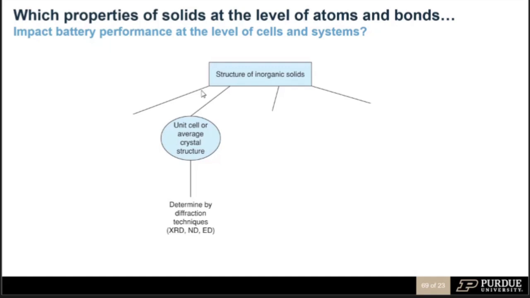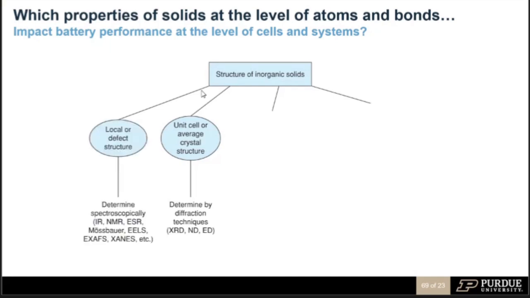There's the unit cell average structure, and you can determine that through a variety of diffraction-based methods, right? So after diffraction, you know your cathode, your carrier ions. But there's also the local or defect structure. And I remember that's everything that happens in the solution, right? You can do things like IR, Raman, EPR, and SAS, anything that happens with this.